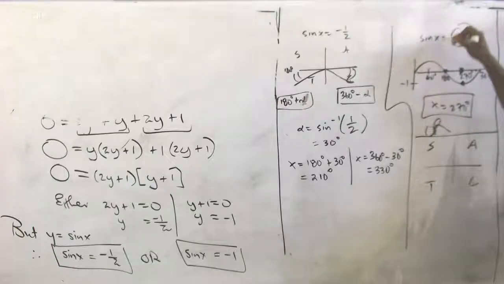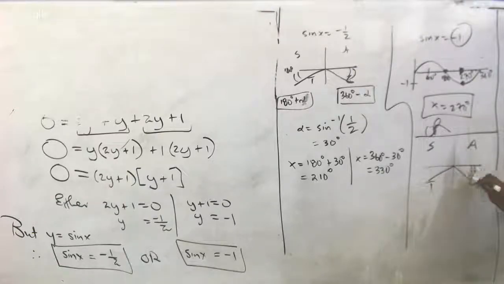Same story, you know, ASTC. Where is sine negative? In the third and fourth quadrants, where it's not positive. The angle between the radius vector and the nearest horizontal, alpha, is equal to sine inverse of, not -1, always the positive that I plug in here. What is sine inverse of 1? 90 degrees. So I know what my alpha is.